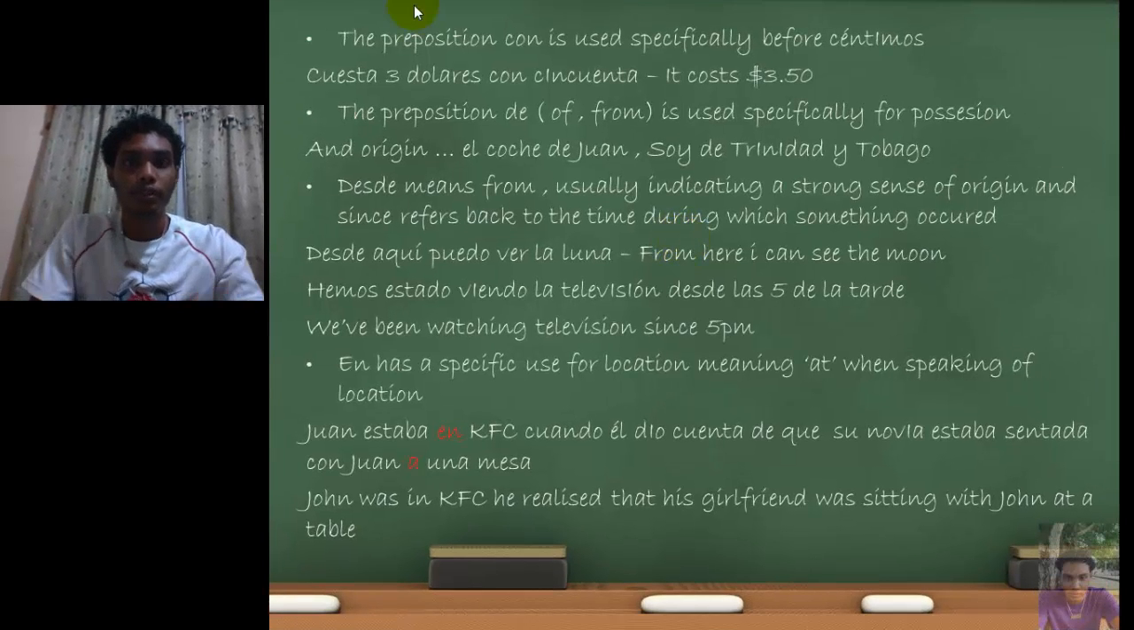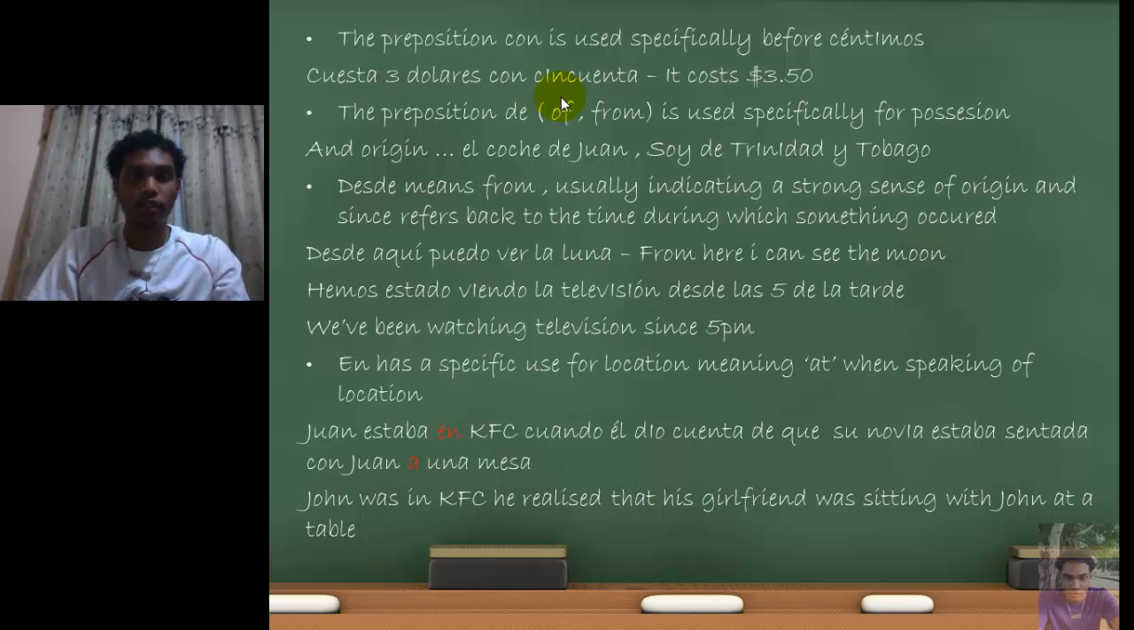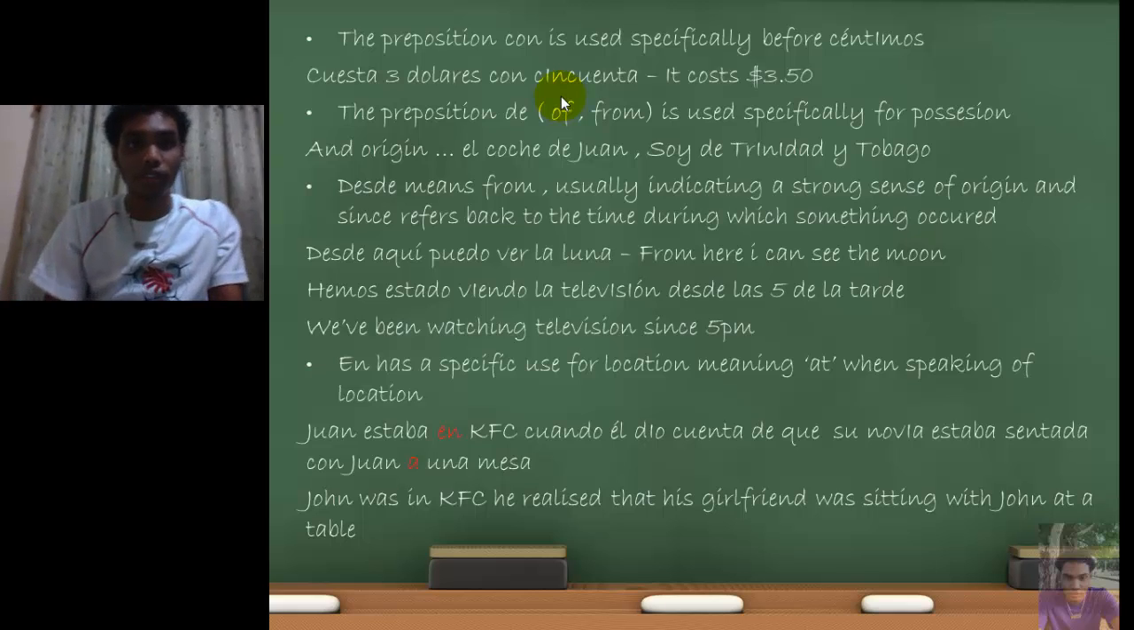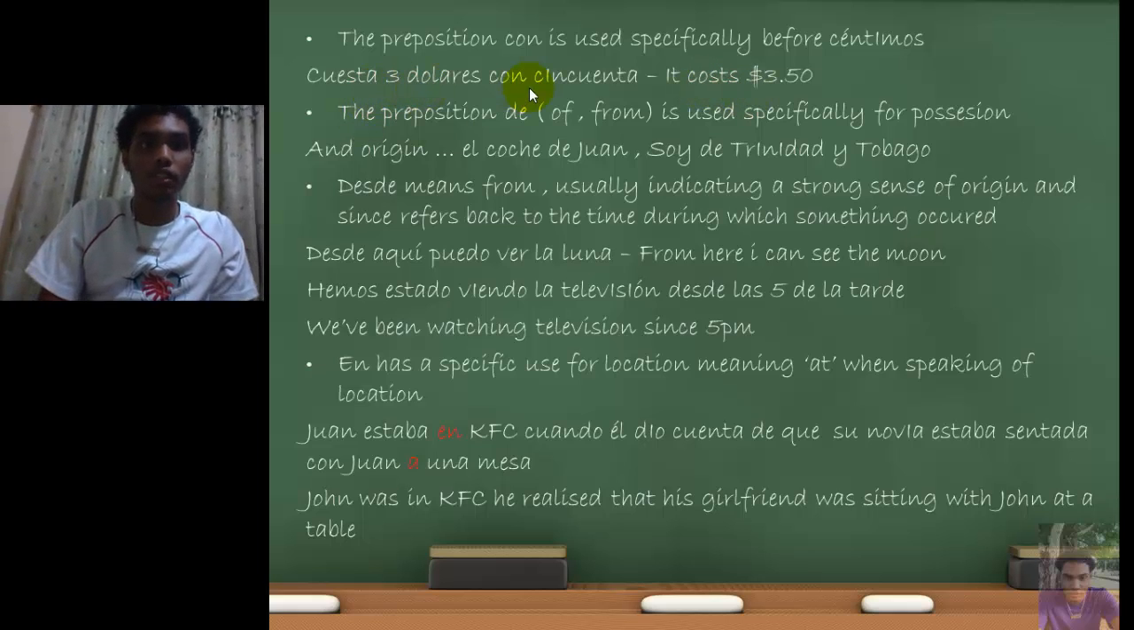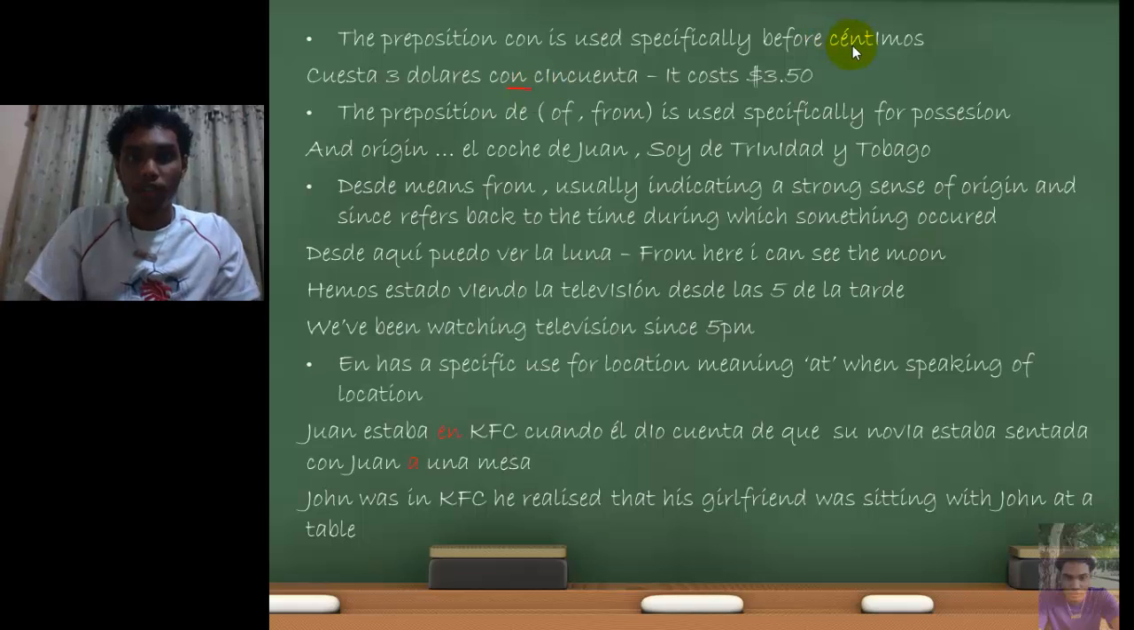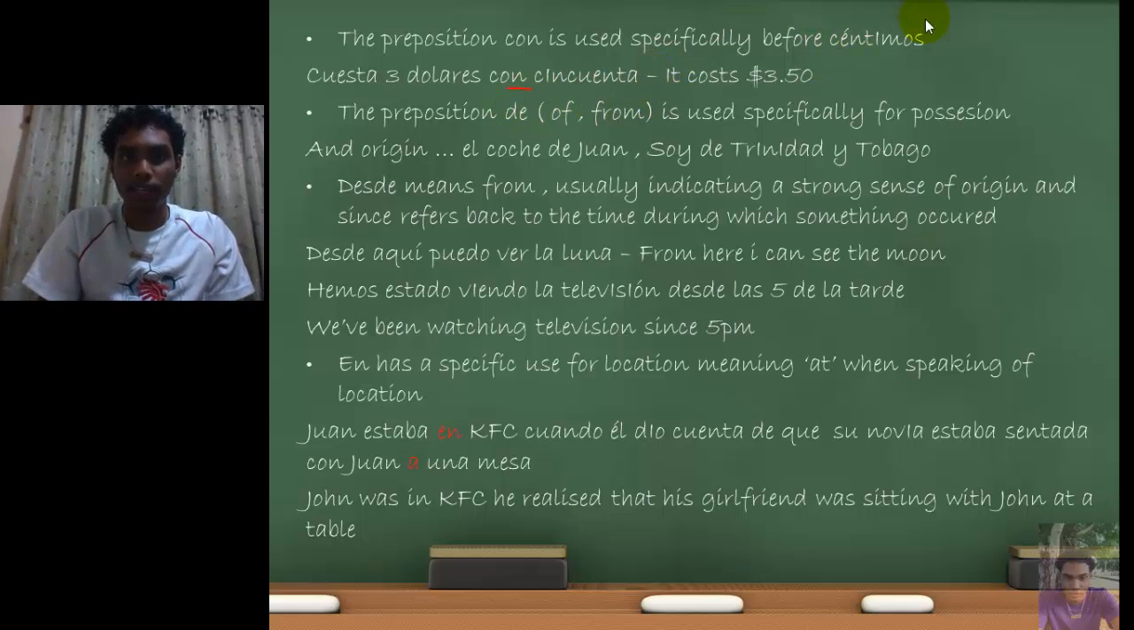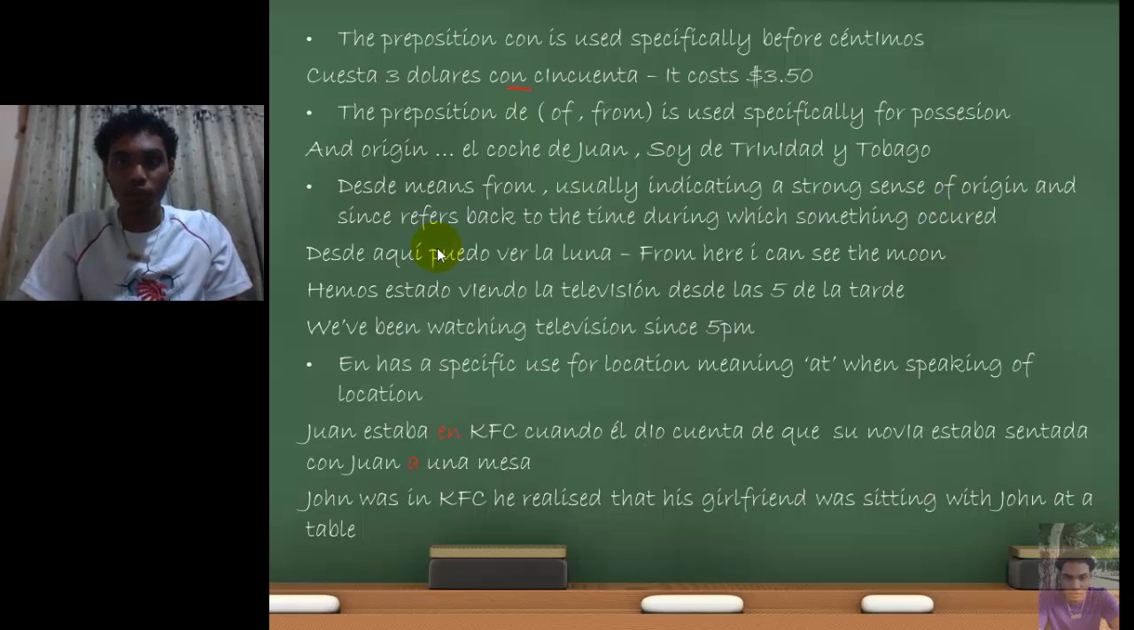The preposition con, right? When we say cents in Trinidad or change or whatever, right? It costs $3.50. Cuesta $3.50, right? Centimos. So this is implied at the 50 centimos, right? I want to draw your attention to desde, which both means since and from, right? So it's a strong sense of origin, and since refers back to time during which something occurred, right? So if you want to say we've been watching TV since 5 p.m., hemos estado viendo la televisión desde, right? So that's since, right? Las 5 de la tarde.